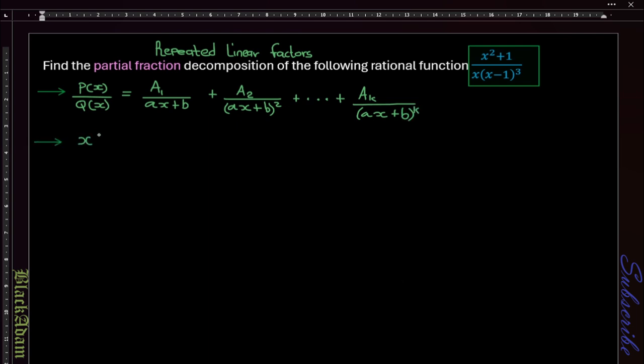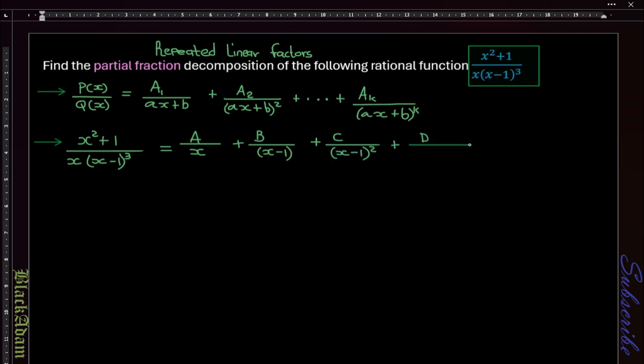Now what we need to do is write the equation: x squared plus 1 over x bracket x minus 1 to the power 3 is equal to a over x, plus b over x minus 1, plus c over x minus 1 to the power 2, plus d over x minus 1 to the power 3.